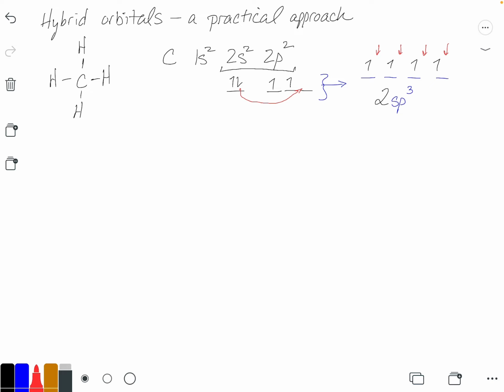So the outcome here is that bonds made with those 4 hybrid orbitals will be identical to one another. They'll be of similar shape, strength, length, that kind of thing. Okay.